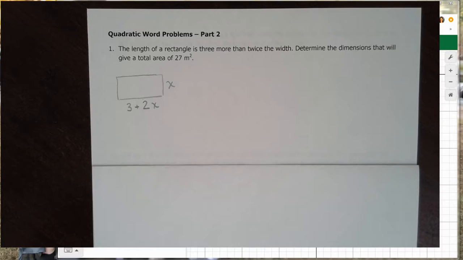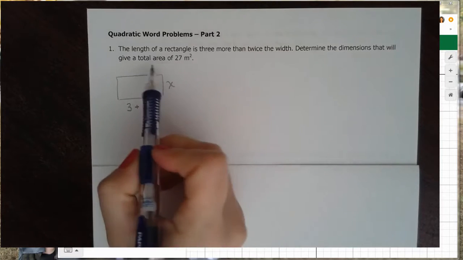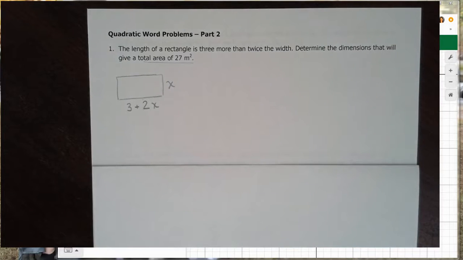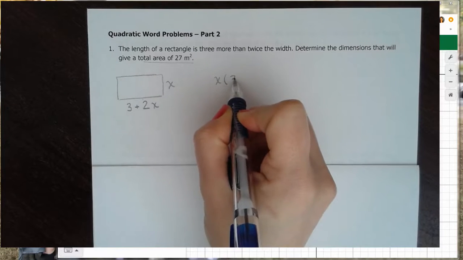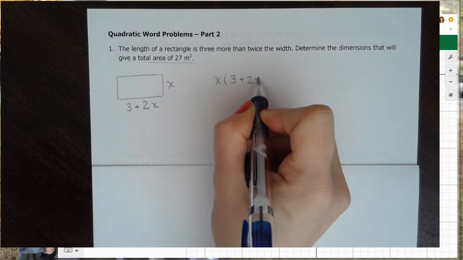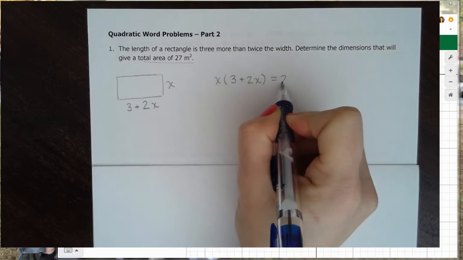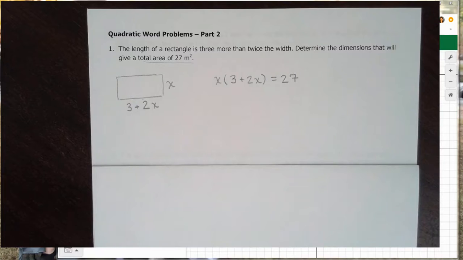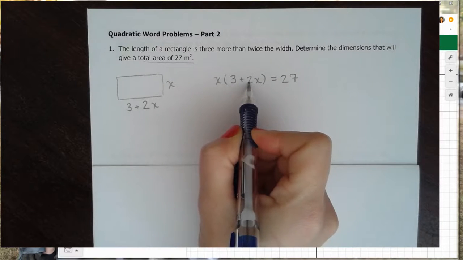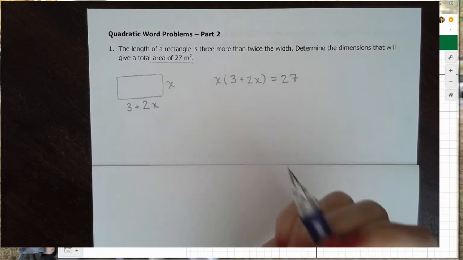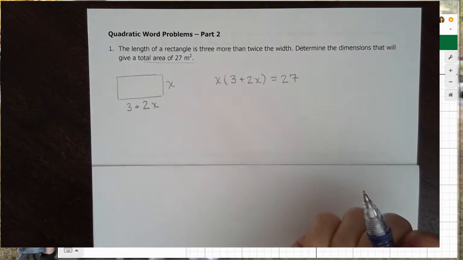My next thing that I need to think about is I have total area of 27 meters squared. Well, the area of a rectangle is the length times the width. So x times 3 plus 2x is equal to 27. But in order for us to actually solve this, since it will become a quadratic because I have x times 2x, which will make 2x squared, I need to set my equation equal to 0.